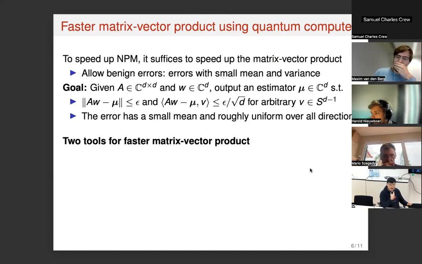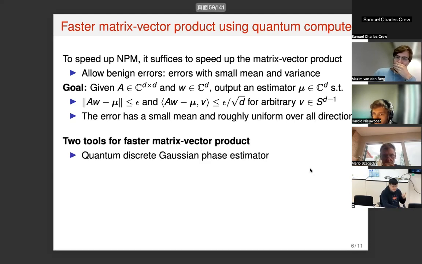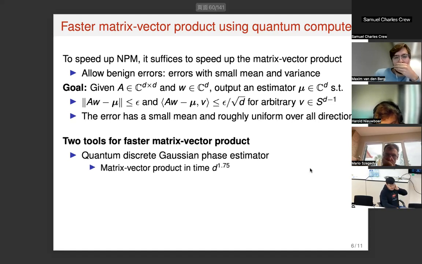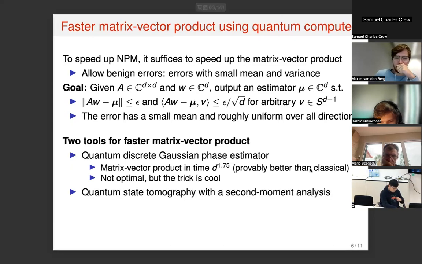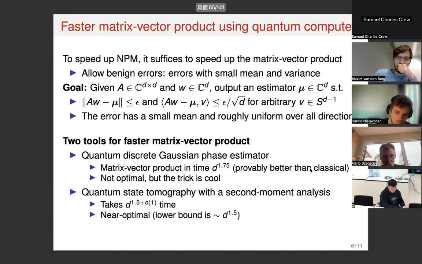And in our paper, we introduced two tools for this faster matrix vector product. The first tool we call the quantum discrete Gaussian phase estimator. This tool ends up with a matrix vector product in time d to the 1.75. This is still provably better than classical, but like what I showed in the previous slide, it's not optimal. But the trick itself looks quite cool and interesting, so I will introduce it anyway. The second tool is quantum state tomography with second moment analysis. This tool ends up with d to the 1.5 plus o(1), and this is near optimal, like what I showed in the previous slide.